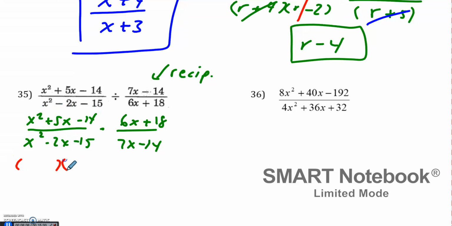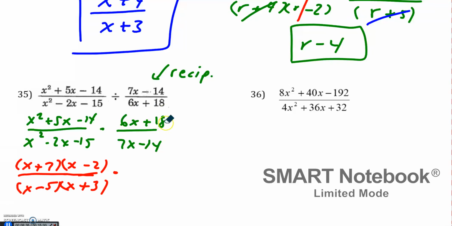This top piece, x times x is x squared. 7 times 2 is 14. Plus 7 minus 2 gets me +5. The bottom of this fraction, x times x is x squared. 5 times 3 is 15. To get -2, I need -5 plus 3 times. I don't see an x squared here, but I do see a GCF of 6. So if I take a 6 out, I'm left with x plus 3. Same on the bottom. I see a GCF of 7, and I'm left with x minus 2.